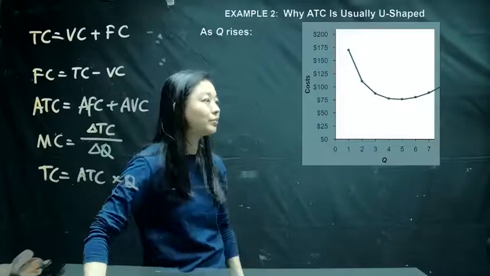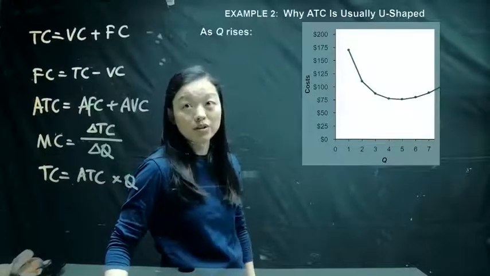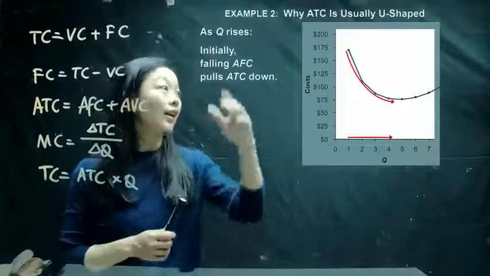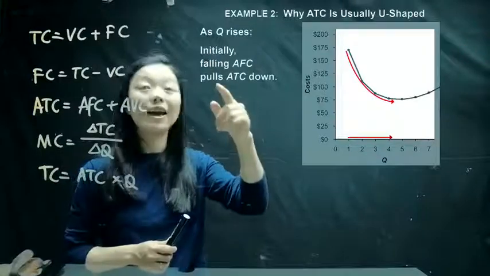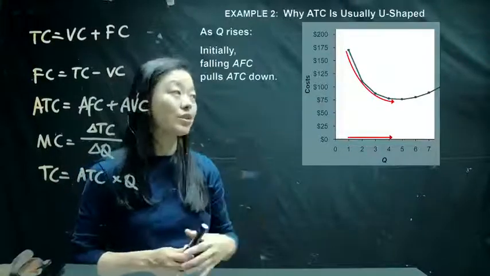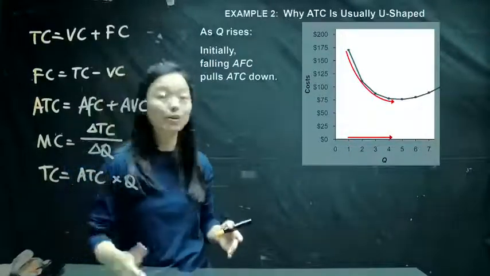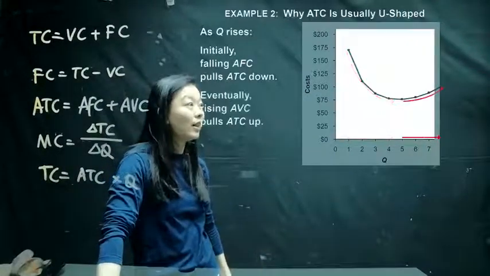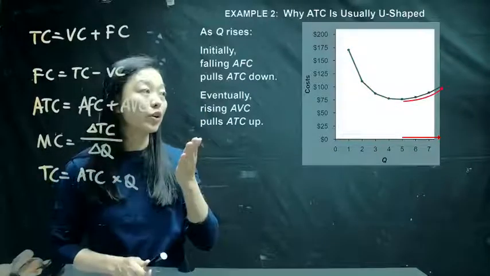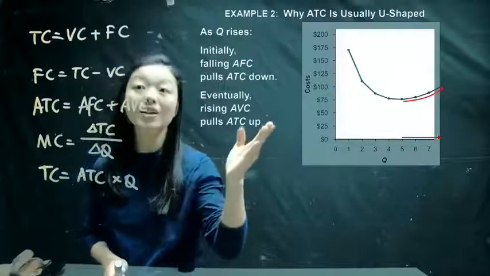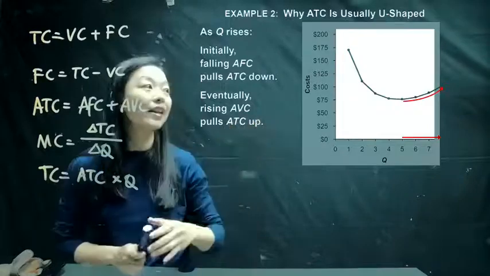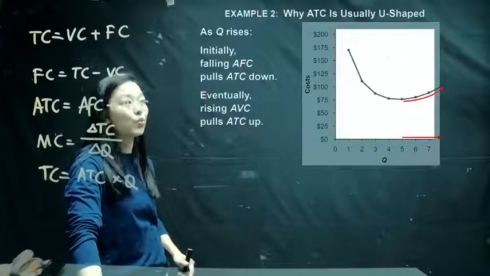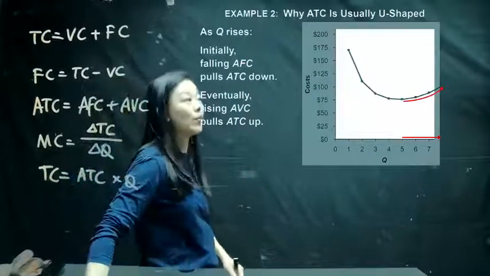All right, now let's look at why average total cost is always U-shaped. You can see here, as quantity increases, initially we have decreasing average fixed cost and decreasing average variable cost. So it will drag the average total cost down. Eventually, we have increasing average variable cost, and that will actually pull up the average total cost curve. This is why the average total cost curve is always U-shaped.